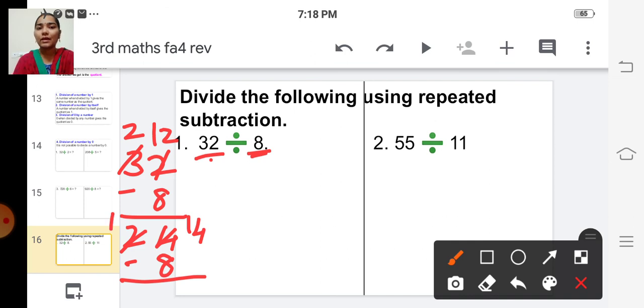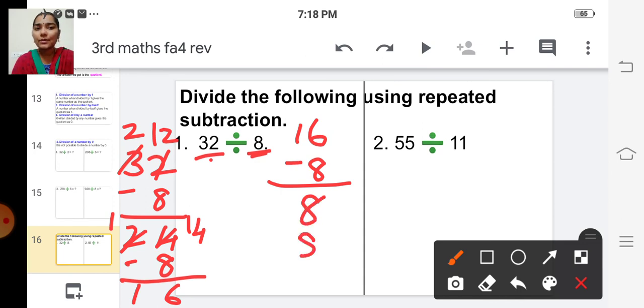So 14 minus 8 is 6, isn't it? 16. So again we have to subtract 16 minus 8. 16 minus 8 is 8. And again subtract 8 minus 8. So 8 minus 8 is 0. So we have to subtract repeatedly till we get 0 as the answer.